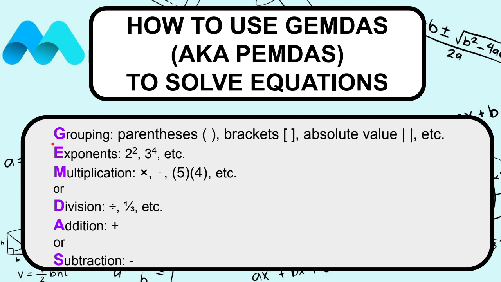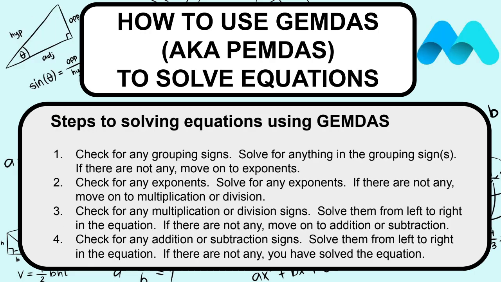So everything else is the same. The E stands for exponents, the M multiplication or division, depending on what comes first in the equation, and first being left to right in the equation, A for addition, and S for subtraction. Again, that word or in there. You're going to do whichever one comes first in the equation, working left to right. But I'm going to walk you through the steps right now.